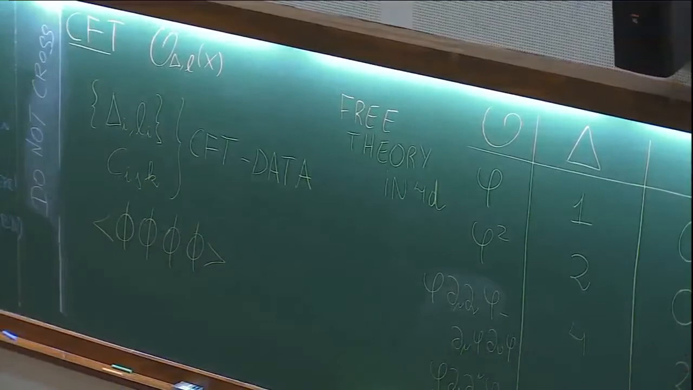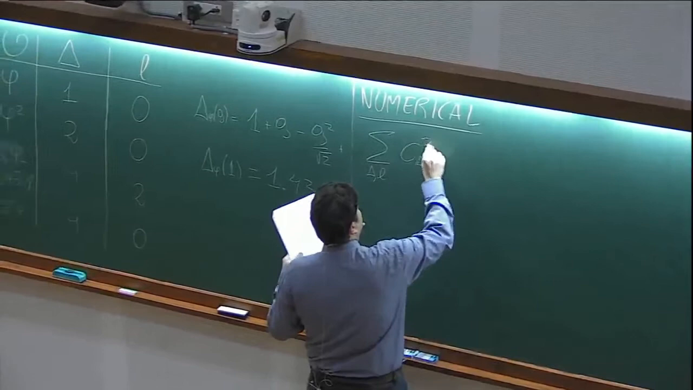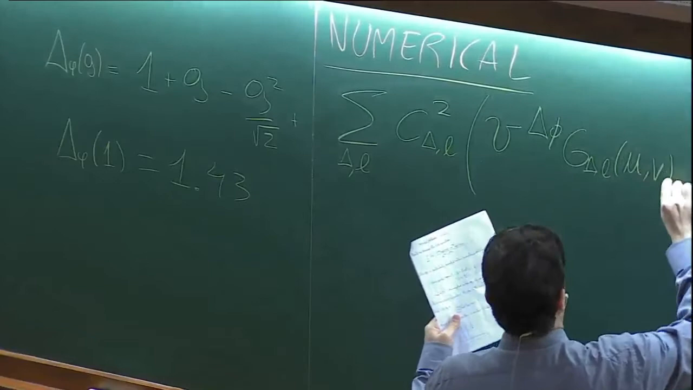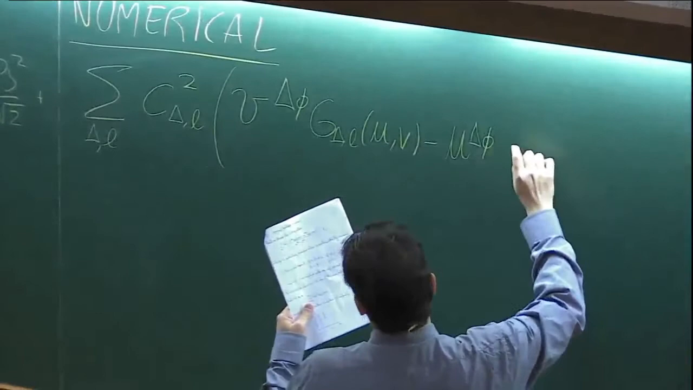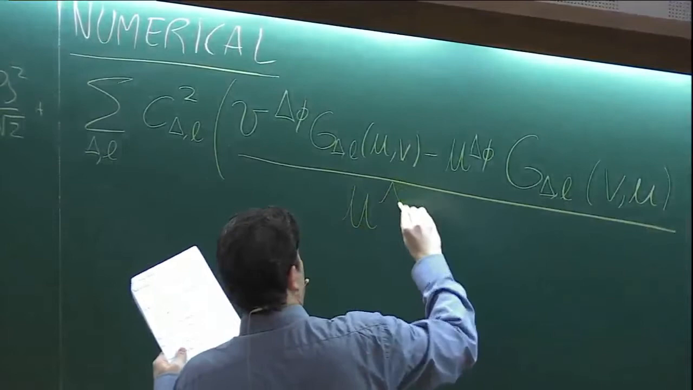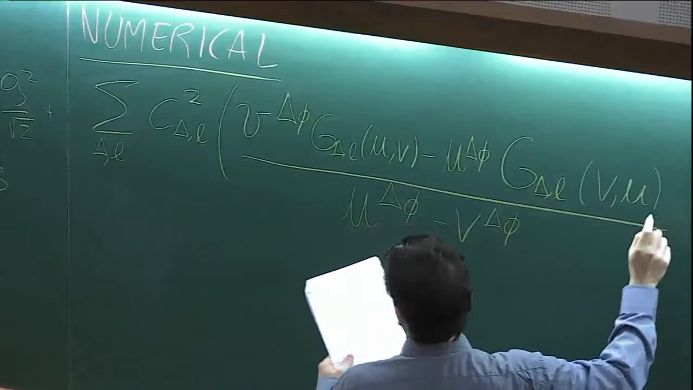And we wrote the crossing equation as a sum over intermediate operators times the square of these OPE coefficients, v to the delta minus phi, and these are the conformal blocks. I gave the expressions for the conformal blocks in four dimensions. If I don't write large enough, please tell me. And this has to be equal to 1.